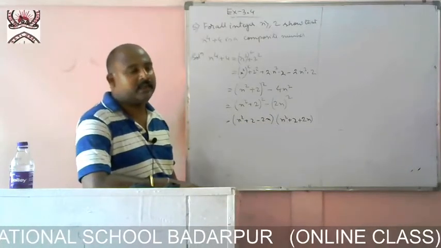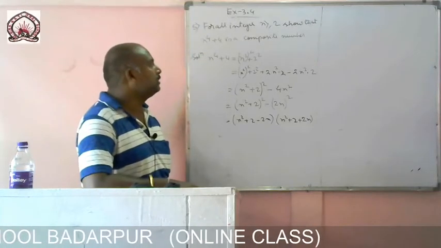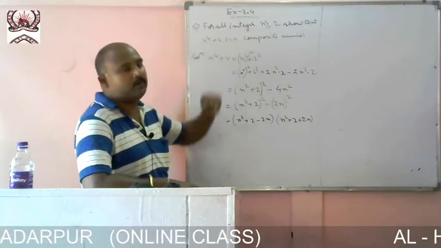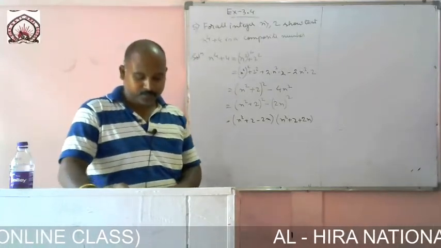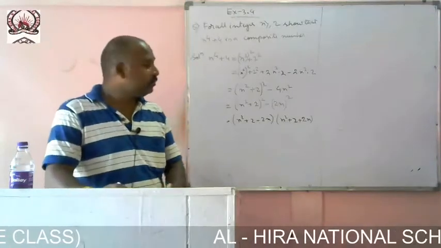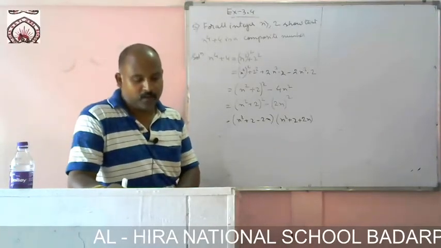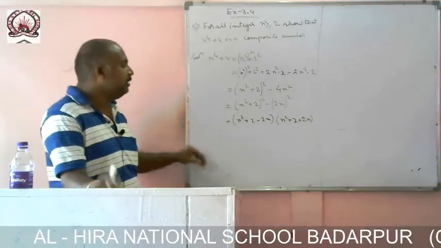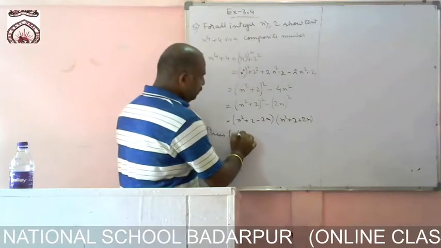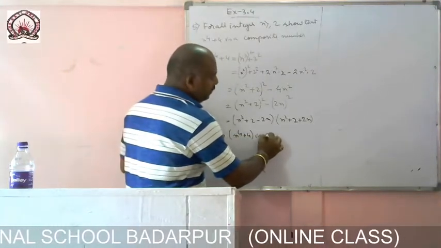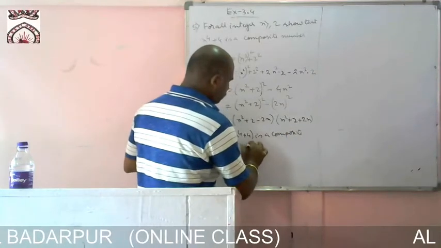So what we can say, n to the power 4 plus 4 is a composite number. Okay. So hence we can say that this is a composite number. Okay. Thus n to the power 4 plus 4 is a composite number.